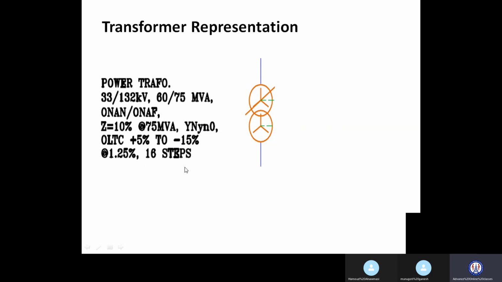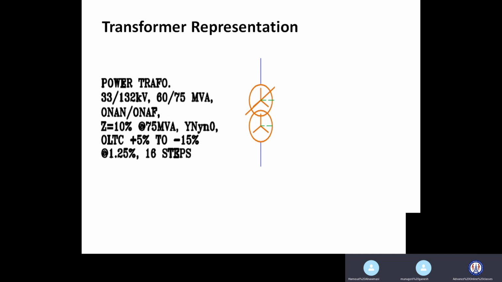So these are the details of a transformer we represent in a single line diagram. First we represent the type of transformer, then voltage rating, then MVA capacity, then cooling method, then percentage impedance, then vector group, and then tap changers. Understand, Hamid and Ganesh, what details of a transformer we represent in a single line diagram?